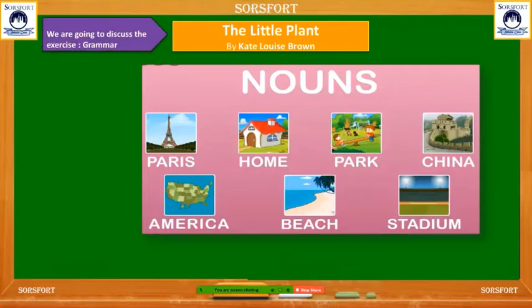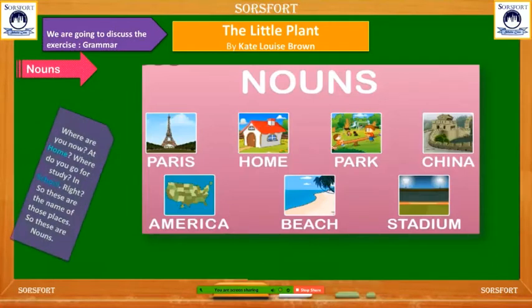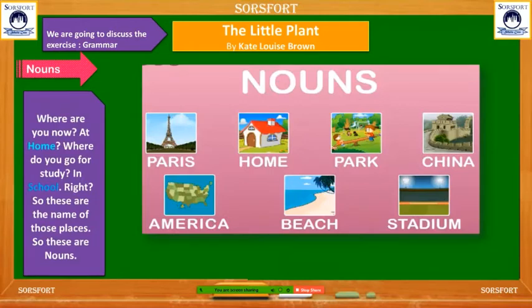So in a similar way, places are also naming words. Where are you right now? At home? Where do you go for study? In school? Right. So these are the names of those places.